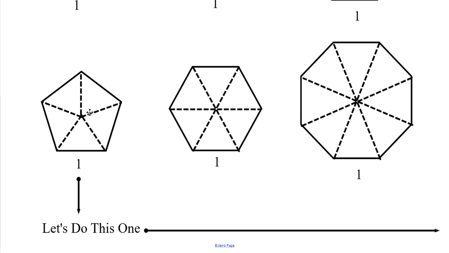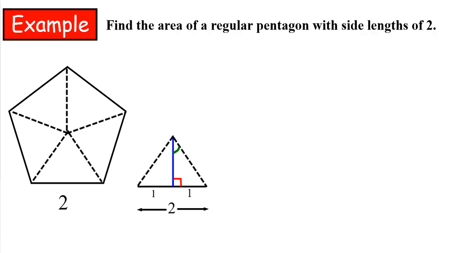If it's a pentagon, 5 triangles. If it's a hexagon, 6 triangles. If it's an octagon, 8 triangles. Let's do the pentagon one. So find the area of the following pentagon. It's regular, meaning all sides are 2. And what I'm going to do is find one of these triangles, and then I'm just going to multiply by 5. So let's look at this bottom triangle here.